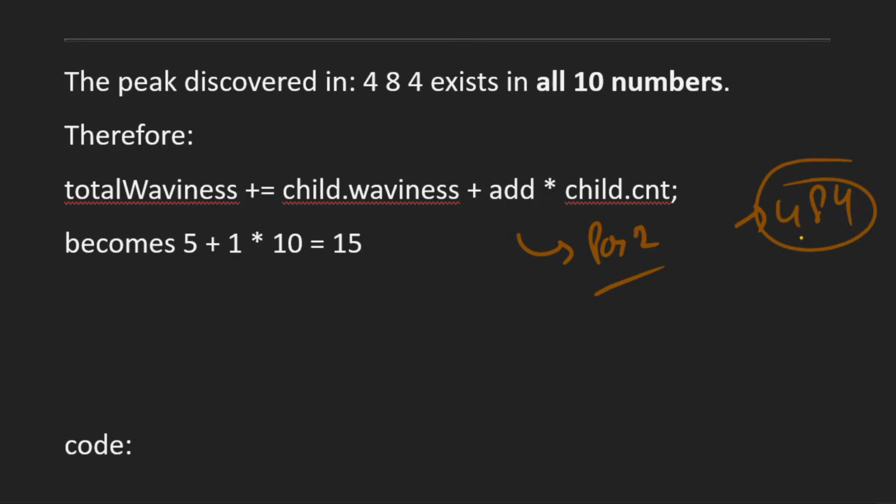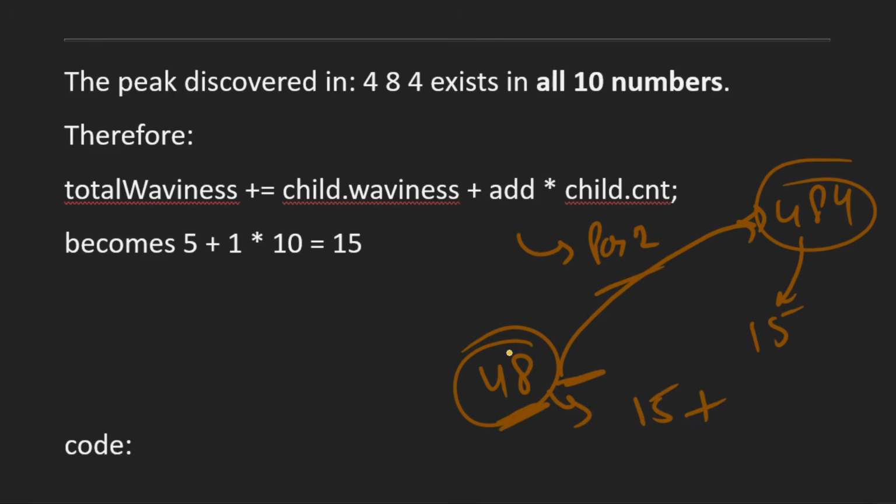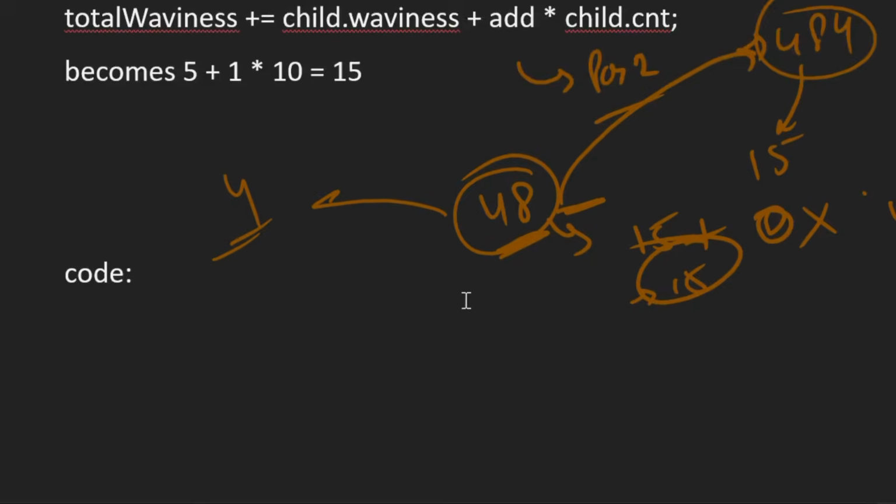Now we return from 484, we return this waveness 15 to the state 48, right, the parent of 484 is 48. So that this 15 waveness is written here, and here we know child waveness is 15 plus, here there is no peak or valley, so add value is 0 and child count is 4, right? So the waveness here is 15, so 48 will return that waveness to its parent 4. So this way we'll get the total waveness, right?